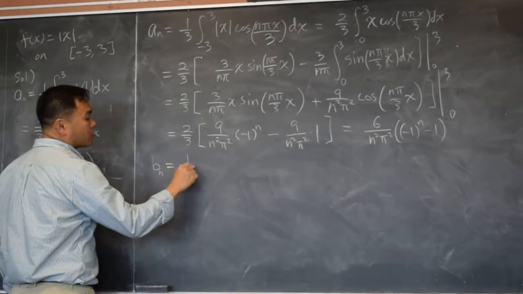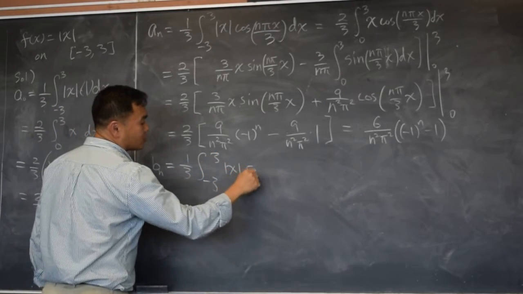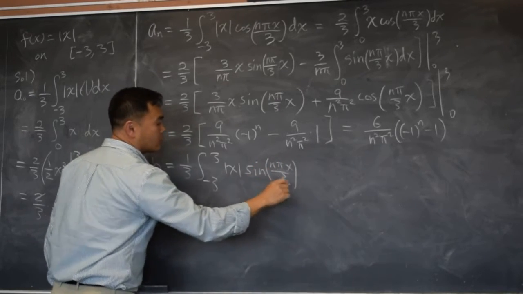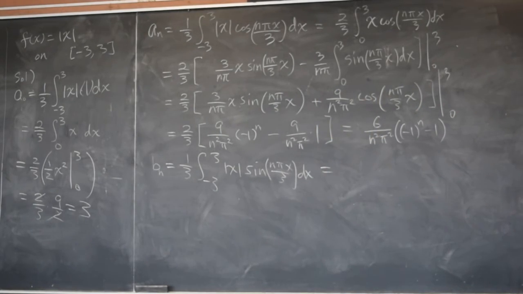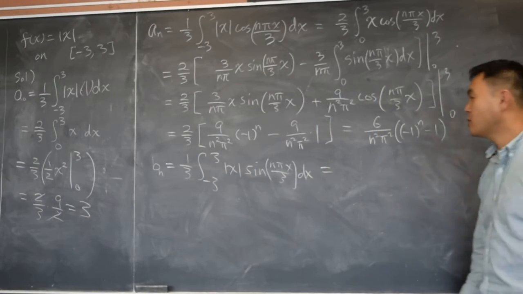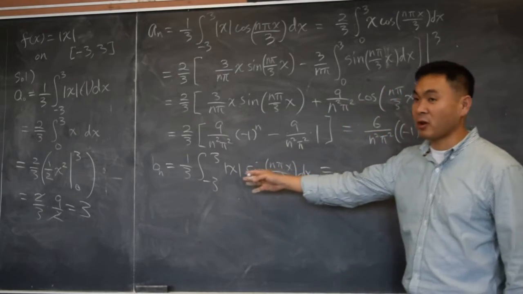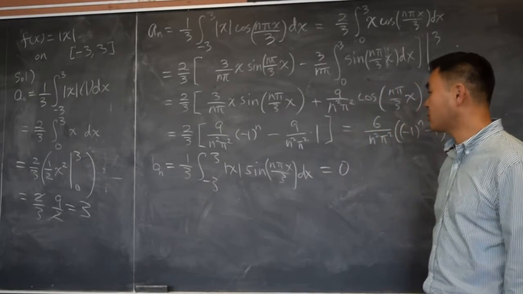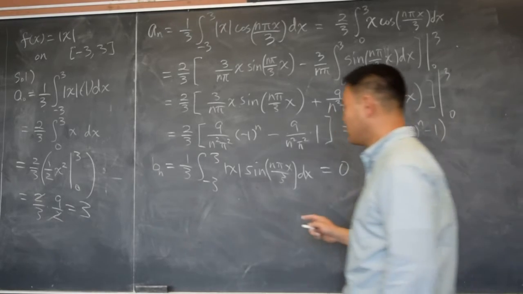BN is 1/3, -3 to 3 of absolute value of x sine n pi x over 3 dx. What's that? It's 0. Why? It's even times odd. This is odd, that's even. Even times odd is odd. If you integrate an odd function over a symmetric domain, it's equal to 0. Good. Now we have all the A0, AN, BNs.